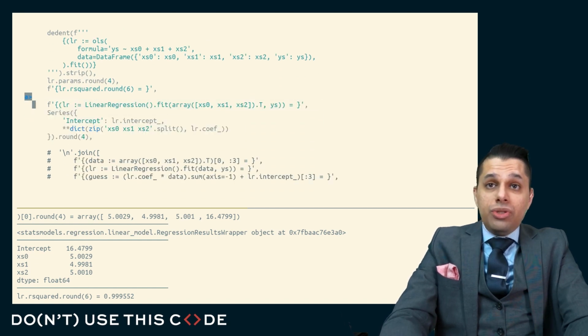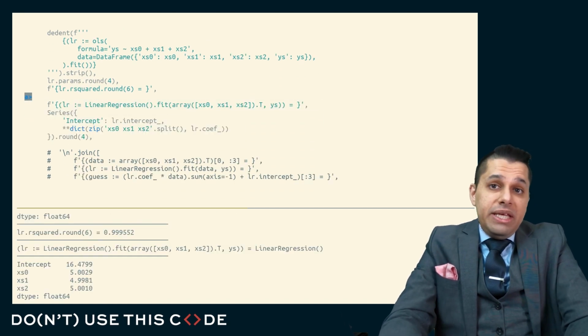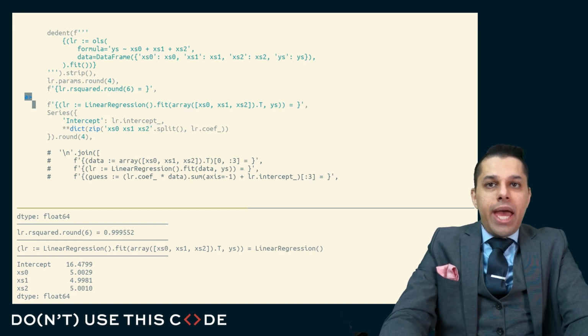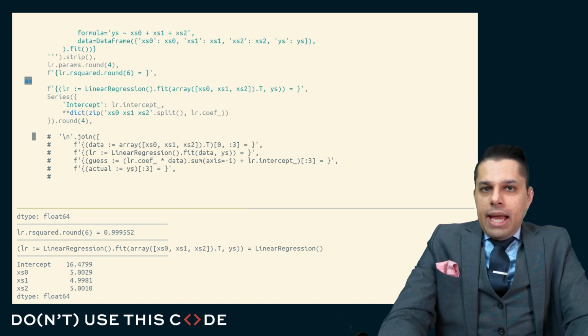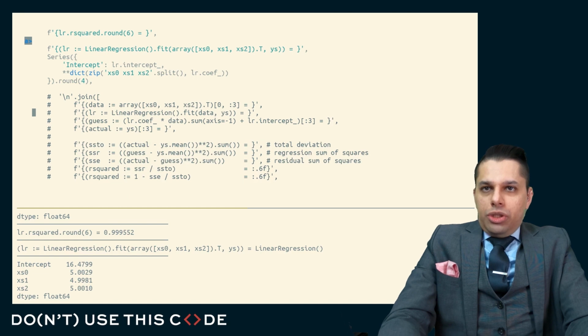Now, if I choose to use scikit-learn, I could use scikit-learn. It would give me the exact same intercepts and coefficients. And what I want to show you is there is a hidden relationship here.